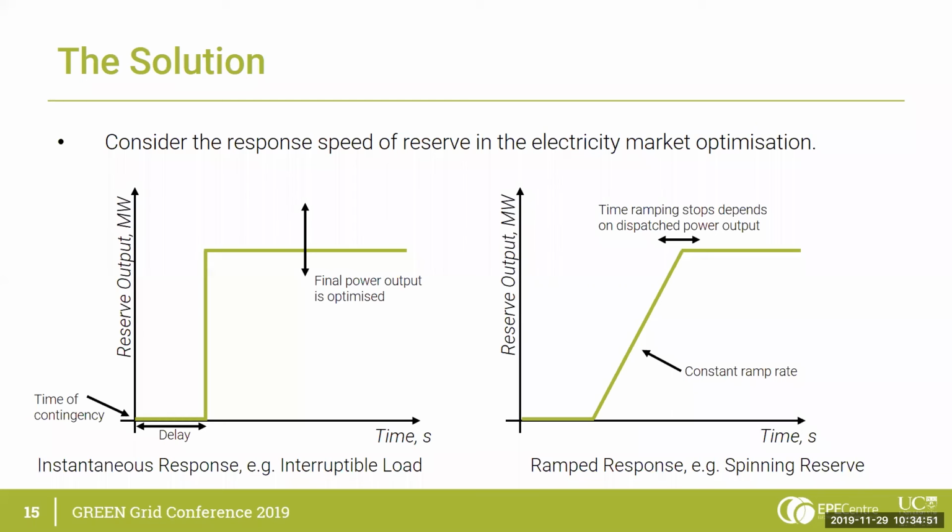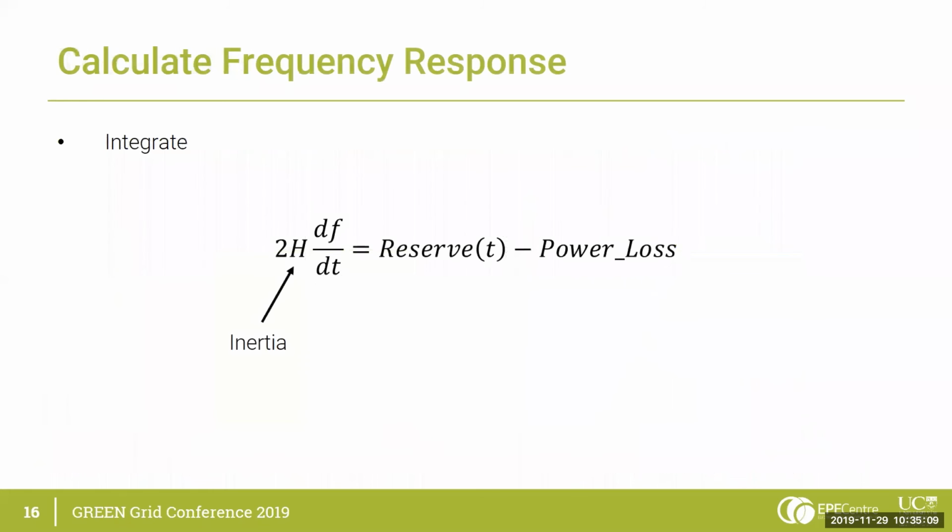The second response is a ramped response, and this is to model the more typical types of reserve from hydro and thermal generation. This has a constant ramp rate, and also the final output is adjusted for the optimization. From those reserve responses, we determine the frequency transient by this differential equation. The sensitivity of this equation is determined by the inertia, given by the H symbol there.